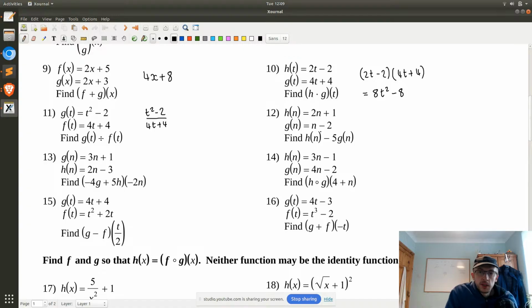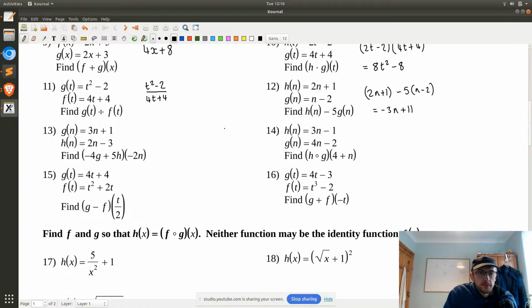Now do function h take away 5 lots of function g. Okay, so that'll be 2n add 1, and then take away 5 lots of n take 2. And when we do that, we get negative 3n. That's a plus 10, so plus 11. Just there, like that. And we check, and that's good.